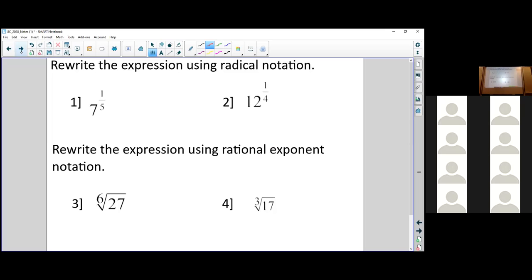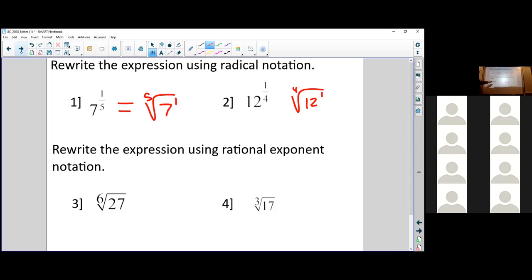So rewrite the expression using radical notation. So this is going to be the fifth root of 7 to the first, and it's done. This one is going to be the fourth root of 12 to the first, and it's done. We still doing okay?